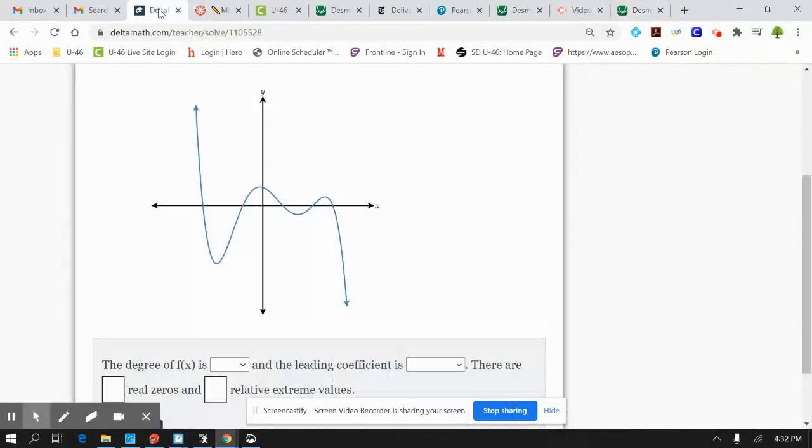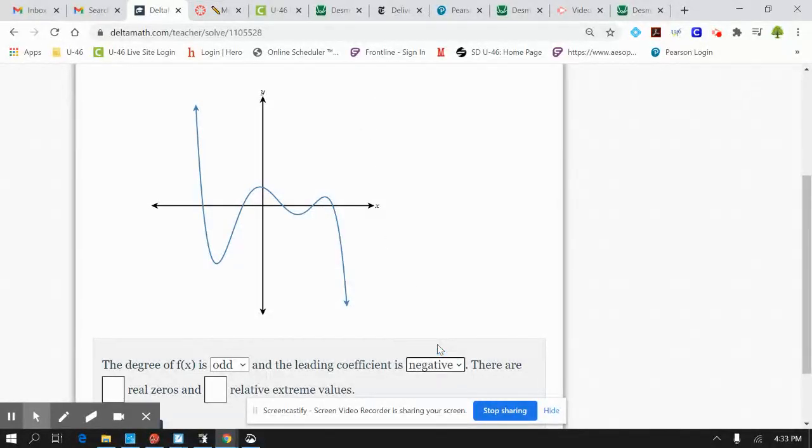Okay, so Delta Math. Let's practice. The degree, what are my choices? Odd or even? Well, look at the end behavior. It's changing. Which one does it change? The odd ones. This has to be an odd degree because it's going up to the left and down to the right. The leading coefficient is positive or negative. Well, check, it's going down to the right. So if it's going down to the right, it's a negative leading coefficient. If it's going up to the right, it would be a positive leading coefficient.